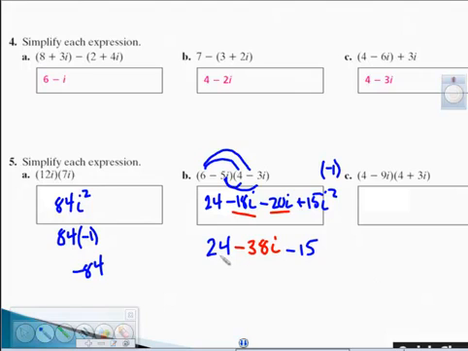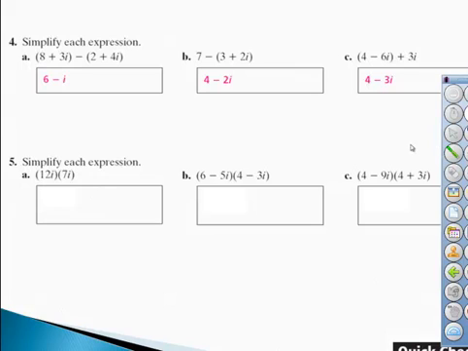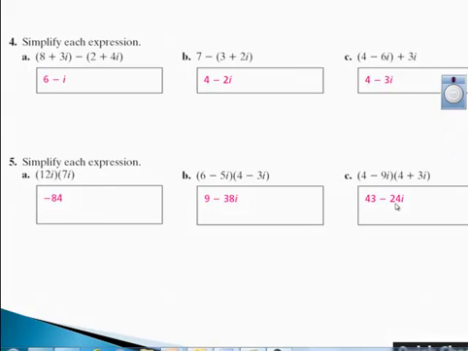Alright, so I color coordinated the ones that are like terms. Obviously, these are like terms. This one is not because it has the i. So 24 minus 15, I think that gives me 9. So 9 minus 38i. Okay, that's how you do that. Same deal with this one. So use the distributive property, and then in the end, we get 43 minus 24i.